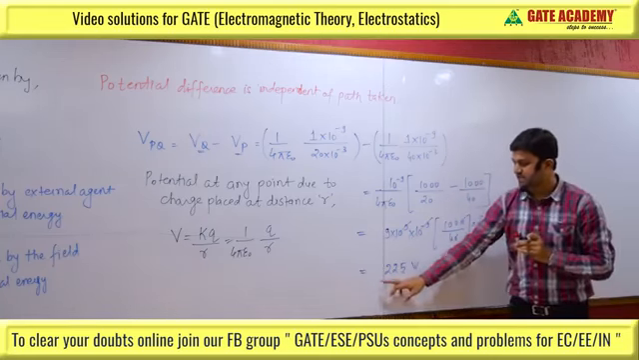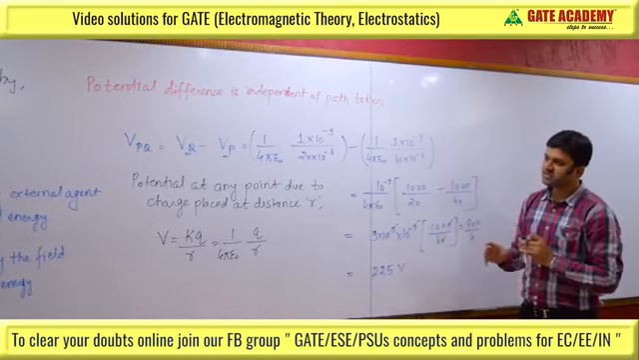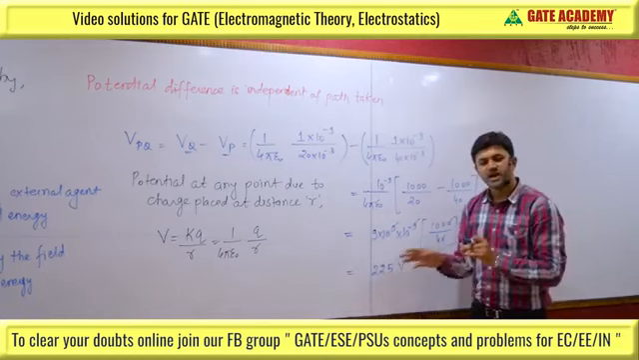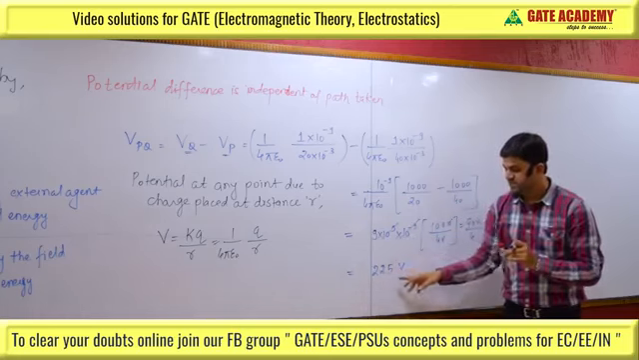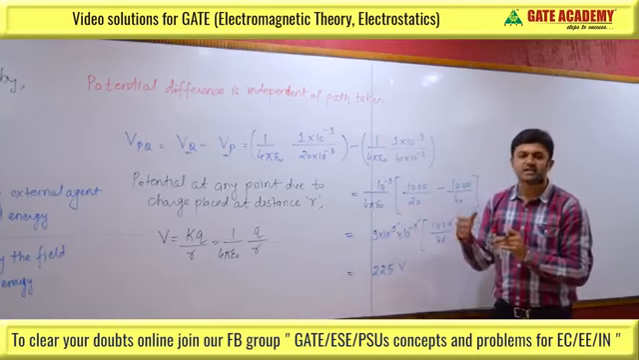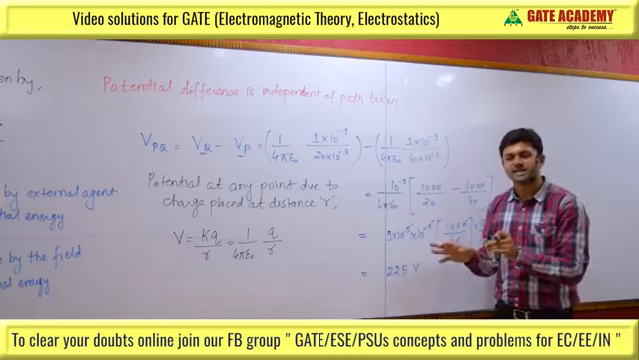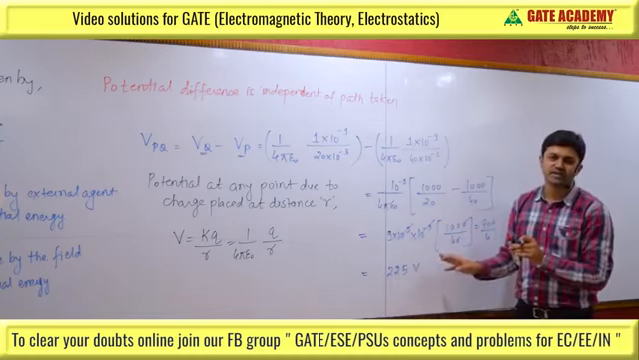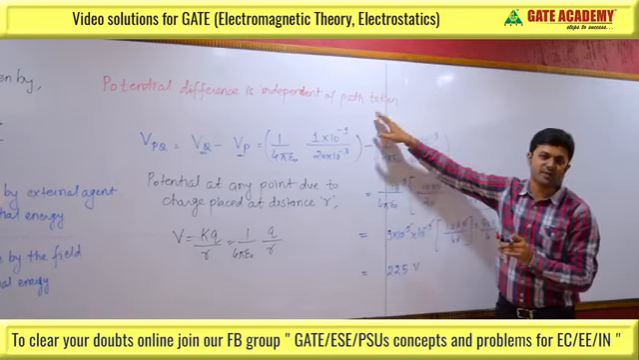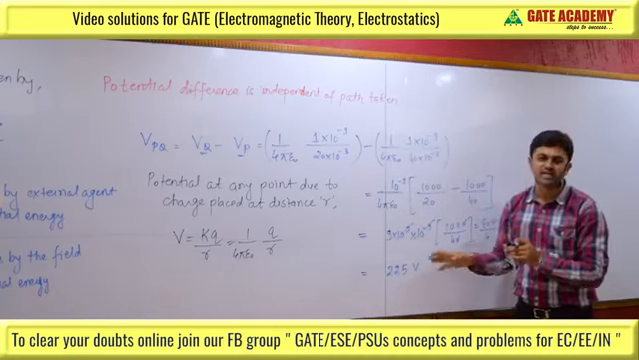So as we can see, the answer is 225 volt, but in the option it is given as minus 225 volt, because we have considered that we are moving from P to Q, so that's why the answer is coming positive. The examiner may have considered moving from Q to P, and in that case the answer will be minus 225. As we can see, the potential difference is independent of the path taken, so it will only affect the sign; the magnitude will remain the same in both cases.